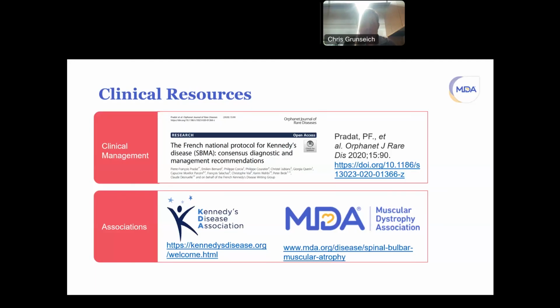The Kennedy's Disease Association, the KDA, is an excellent resource for patients, families, and researchers. The KDA funds research on the disease, and they also act as a support group for patients and families to learn more about the disease, and they hold annual meetings and other events throughout the year. The MDA, of course, if you'd like to find more information on SBMA and other neuromuscular diseases, I would encourage you to look there for more information.